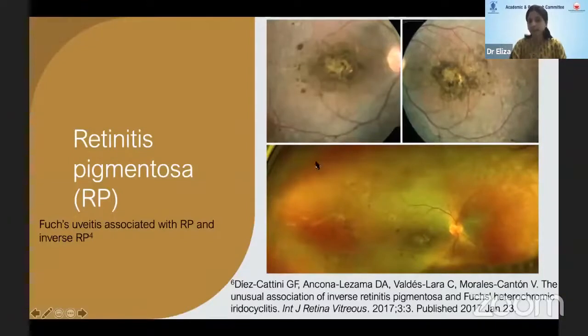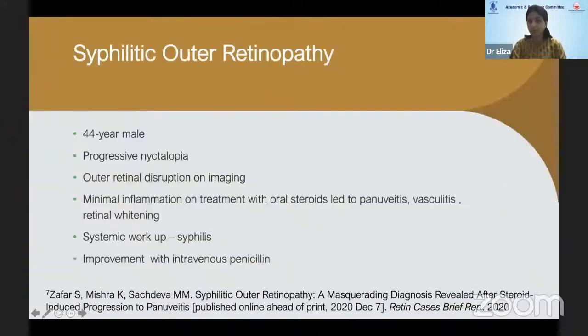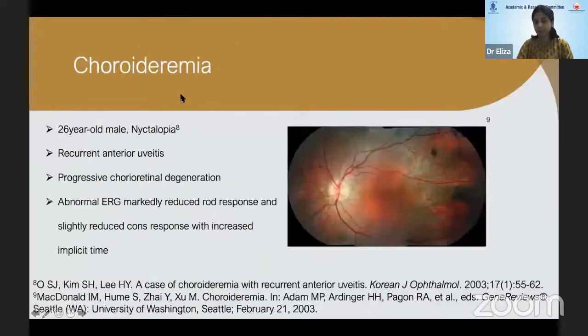This is another case of RP, the inverse RP, with nyctalopia, where the patient was detected to have incidental Fuchs anterior uveitis. So this is again one association with RP. Now this case is a young male who presented with progressive nyctalopia. There was outer retinal disruption on imaging, and minimal inflammation which worsened on oral steroids. Systemic workup revealed syphilis. So he was a case of syphilitic outer retinopathy who presented with progressive nyctalopia. This should be kept in mind in those infectious conditions which affect the outer retina.